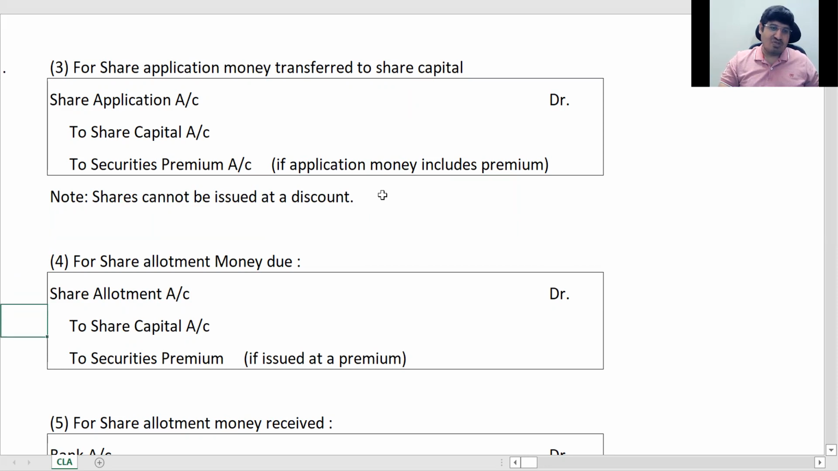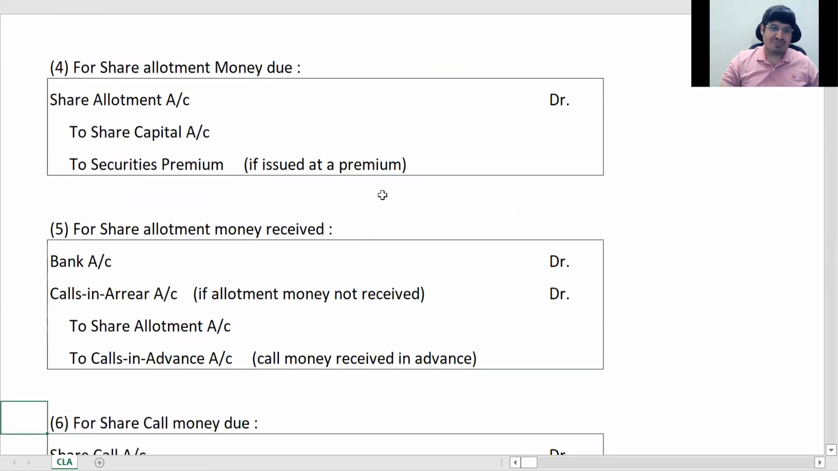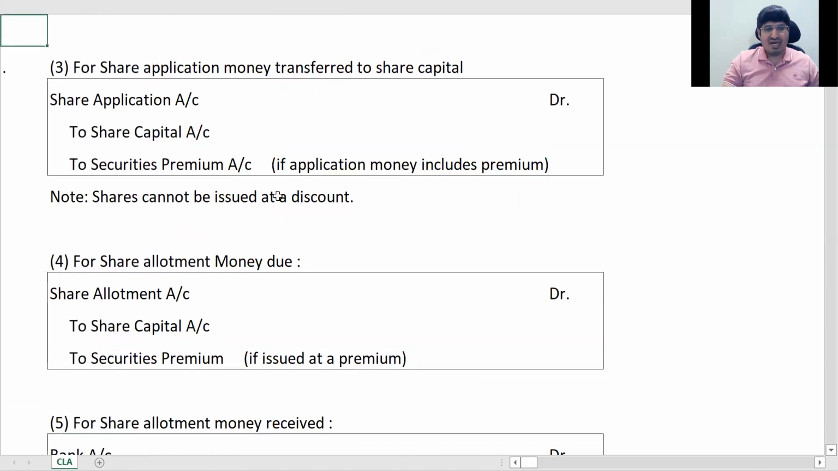So shares cannot be issued at a discount. Then, so first installment part is over. Now second installment. See, premium is normally not collected with application, but this can be a rare case, which is why we have just shown it here. Rare case where premium is asked along with application. Normally premium is not asked along with application. It's asked with allotment normally.